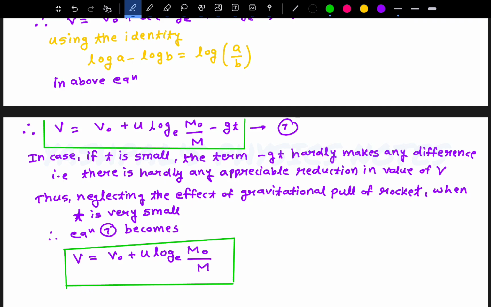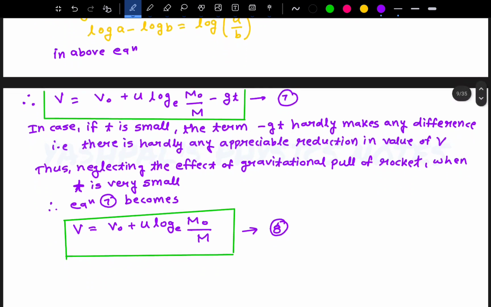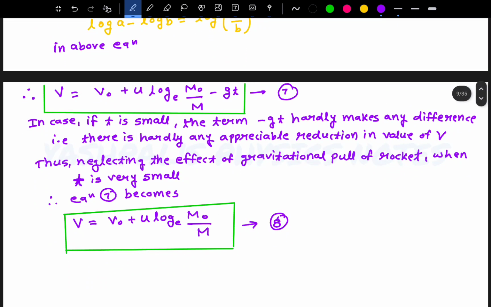So both equation number 7 and equation number 8 can be considered as the velocity of the rocket. Here equation number 8 is the special case of equation number 7, where we are considering the time t is very small. So equation number 8 is nothing but the special case of equation number 7. Both equation number 7 and equation number 8 represent the velocity of the rocket.